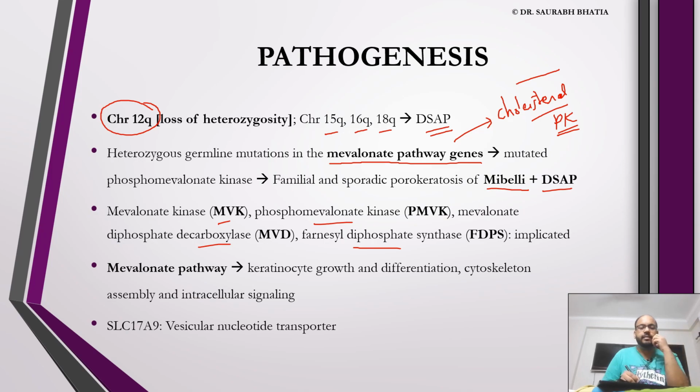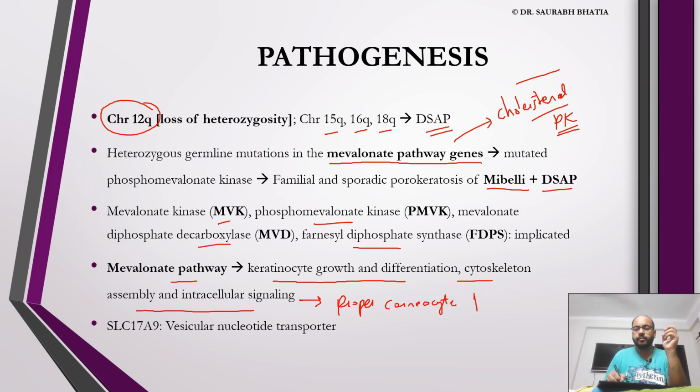We have already discussed that the mevalonate pathway is responsible for keratinocyte growth and differentiation, cytoskeleton assembly, and intracellular signaling. So it is just a pathway required for proper corneocyte formation. If that is not working properly, you don't have proper corneocytes, leading to cornoid lamella.